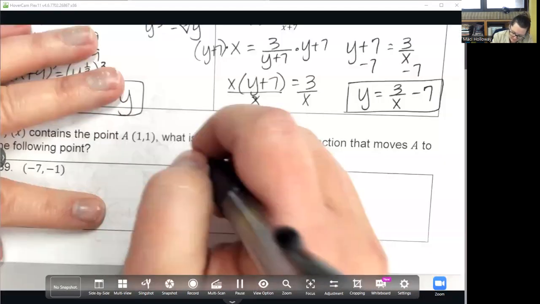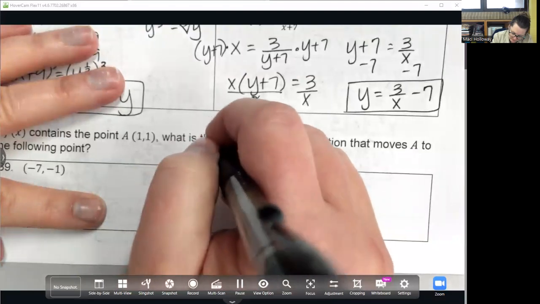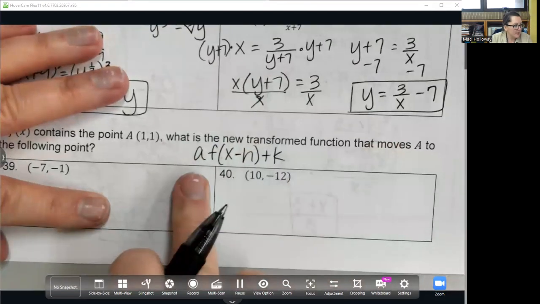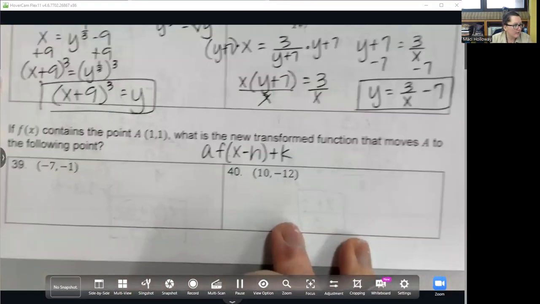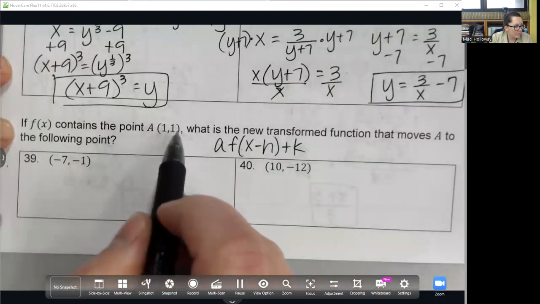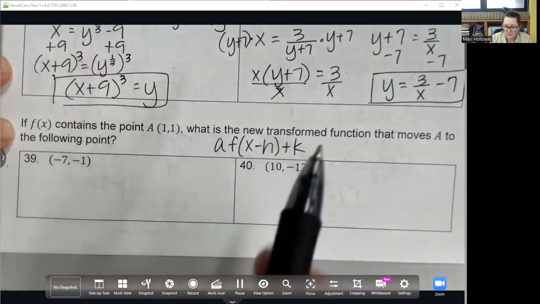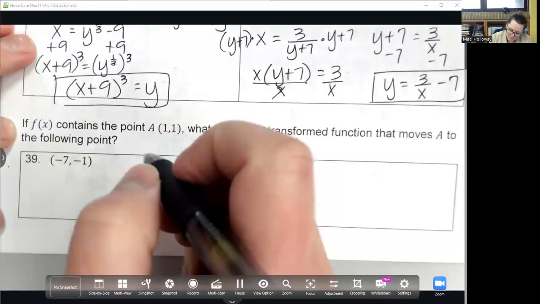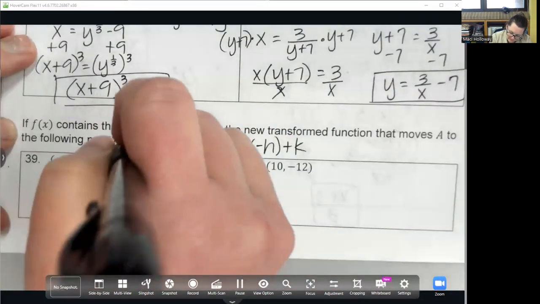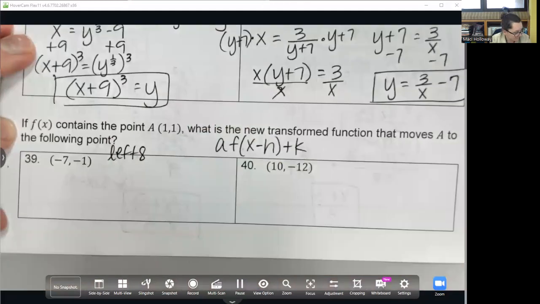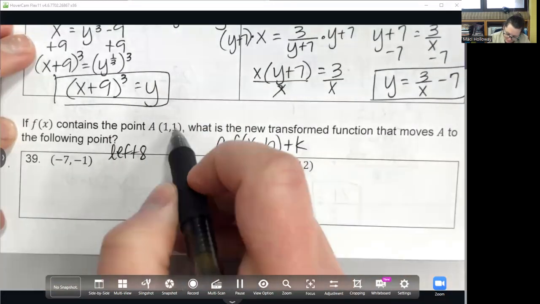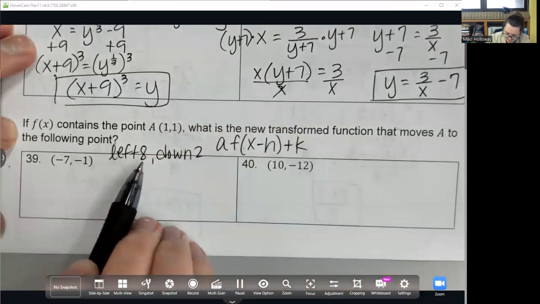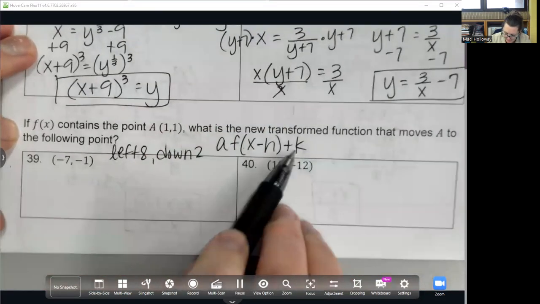Okay, the next one. Here's how I want you to write this. We want to write it in the form f of x minus h plus k. So we want to write it in function notation, okay? So if we're starting at 1, 1, and we're going to -7, 1, let's talk about what you're doing. You're doing 1 to -7. That means that you're moving to the left 8. And then if you're going from 1 to -1, that means you're going down 2. So I want to put these values in for h and k.